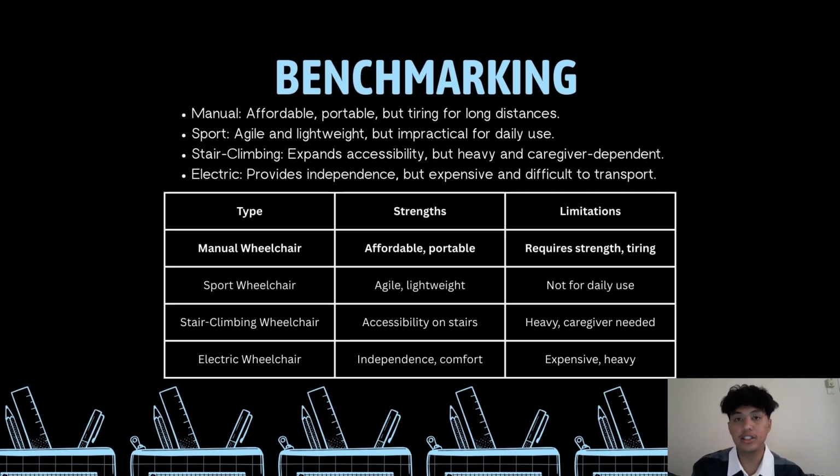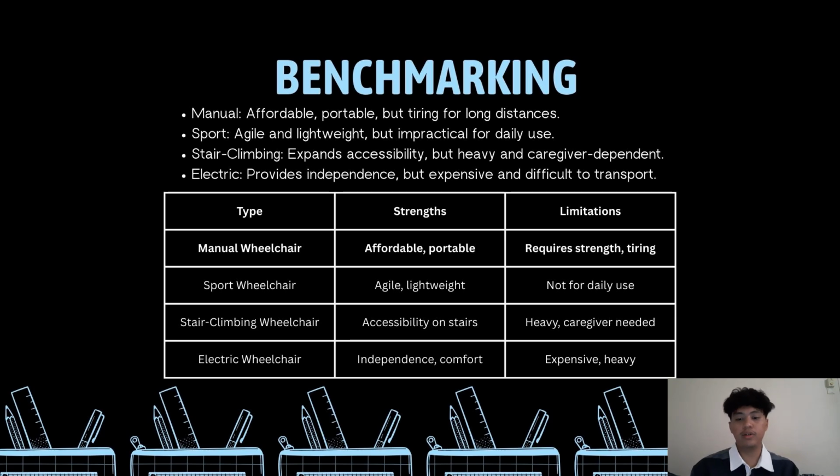Before diving into our design, it is important to understand the current market landscape. We conducted a benchmarking analysis of 4 common wheelchair types to identify their strengths and, more importantly, where they fall short for the average user. First, we look at manual and sport wheelchairs. Manual wheelchairs are great because they are affordable and portable, but they are physically exhausting for long distance travel. Second, sport wheelchairs are incredibly lightweight, but they are specialized for performance and generally impractical for daily and all-day use.